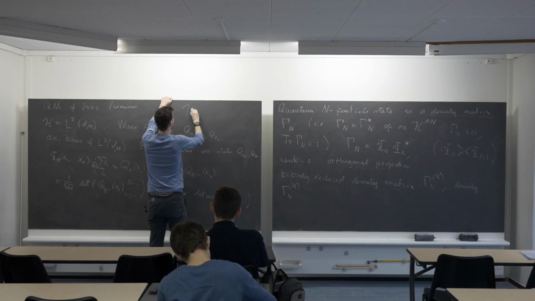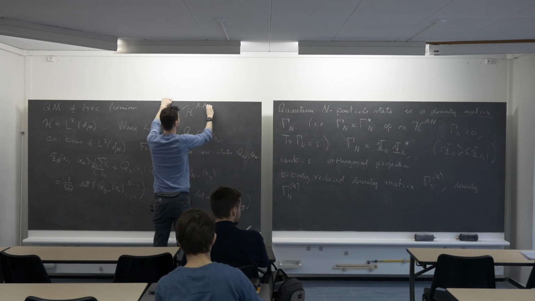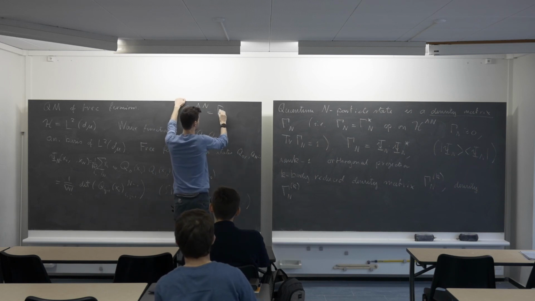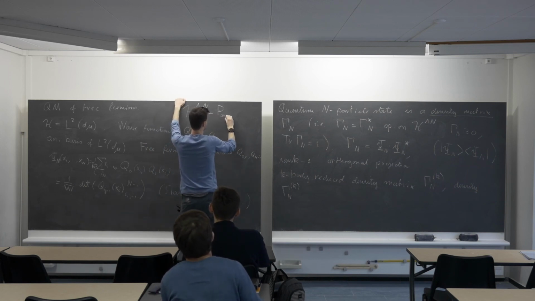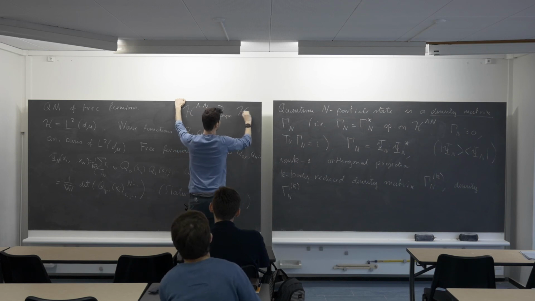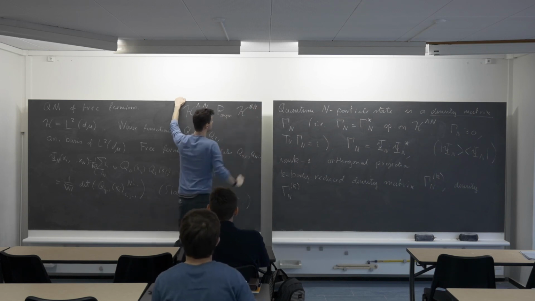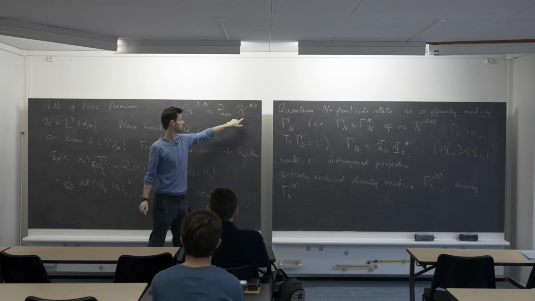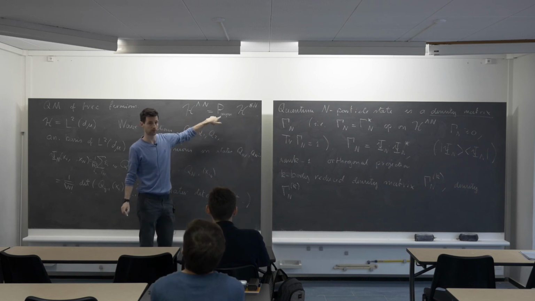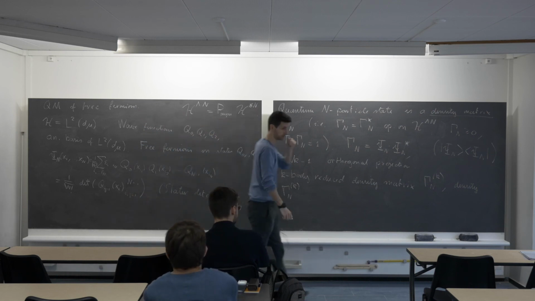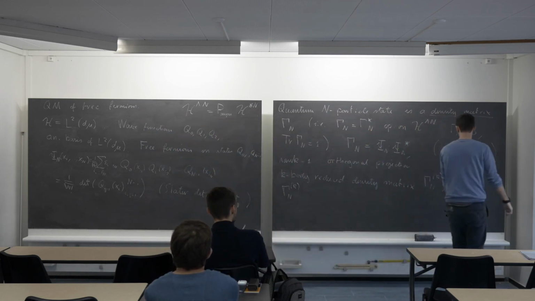It's going to be the orthogonal projection. So you take the nth tensor power of h, and then you take the projection onto those functions which are antisymmetric under exchange of their arguments. Okay, it's the usual nth exterior power.